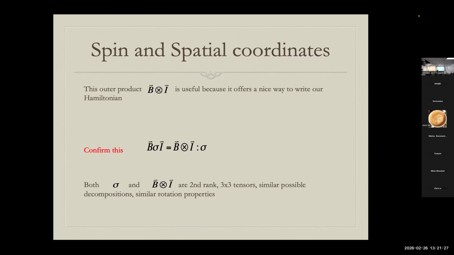I'd like you to confirm something important here. I said that B dotted into sigma, which is then dotted into I, is the same as the outer product of B and I dotted onto sigma. I rearranged it and I just said that's the same. But you can confirm that. So you just write them out explicitly and do the operation and see if you get the same thing. Does that make sense as an exercise?